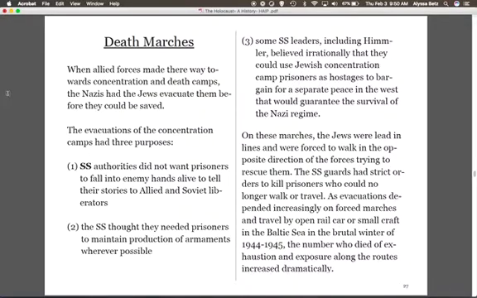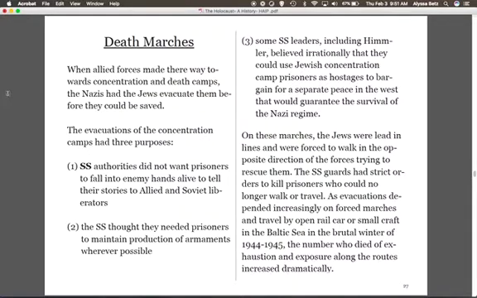1. SS authorities did not want prisoners to fall into enemy hands alive to tell their stories to Allied and Soviet liberators. 2. The SS thought that they needed prisoners to maintain production of armaments wherever possible. 3. Some SS leaders, including Himmler, believed irrationally that they could use Jewish concentration camp prisoners as hostages to bargain for a separate peace in the West that would guarantee the survival of the Nazi regime.